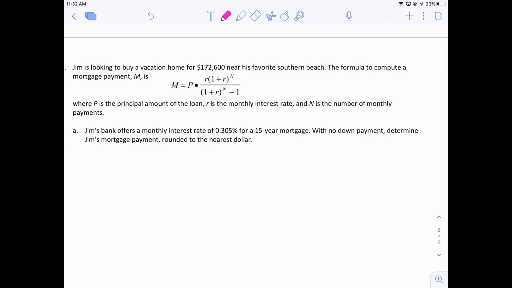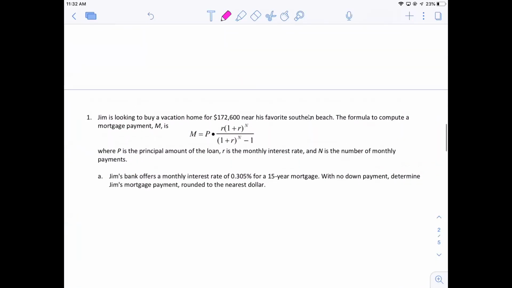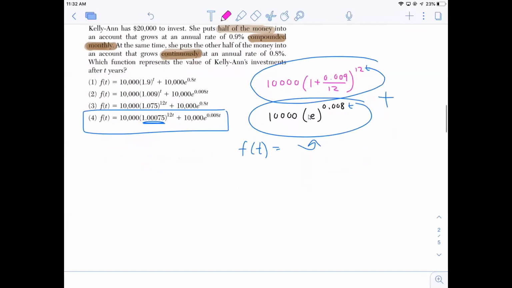All right, so that's pretty much it. That is compounding continuously. Just wanted to show you the PERT formula today and where it came from.